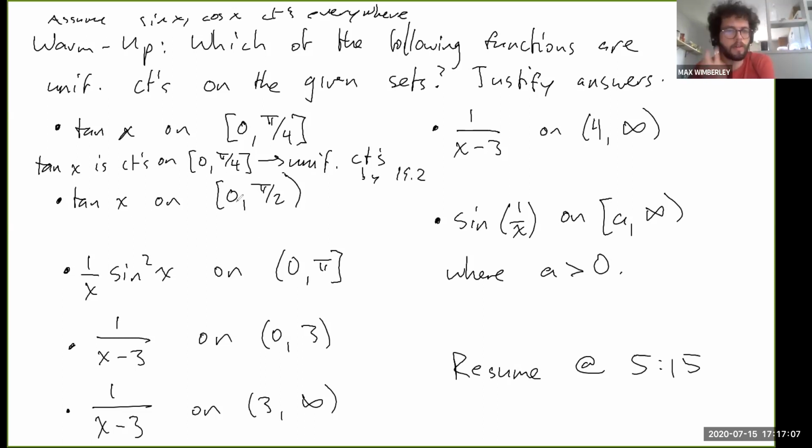And then this one is not uniformly continuous. How would you justify this? Does anyone know? Quickly, don't go through a whole epsilon delta argument or anything. There's pretty much a one sentence justification. Does anyone have it? Actually, one second. Let me bring up the participants. All right. Does anyone know?